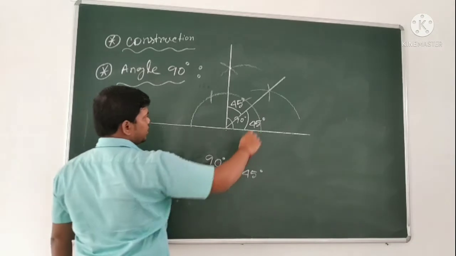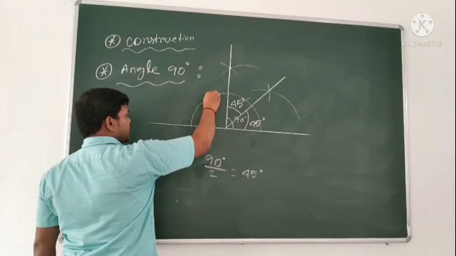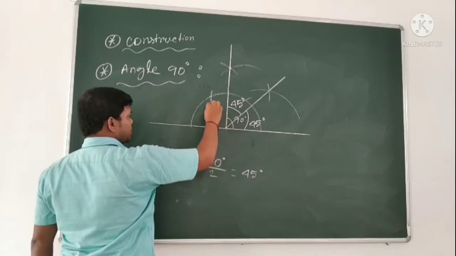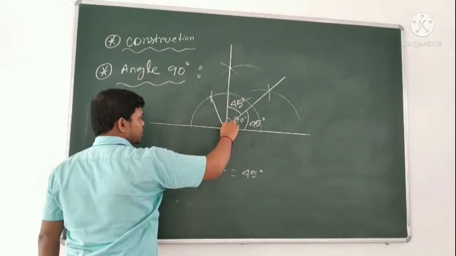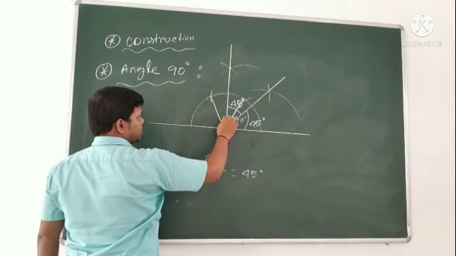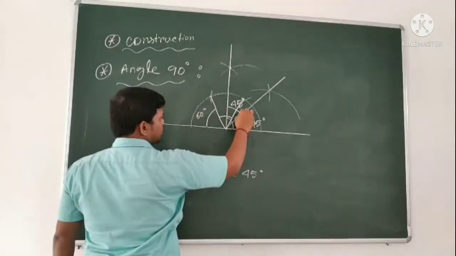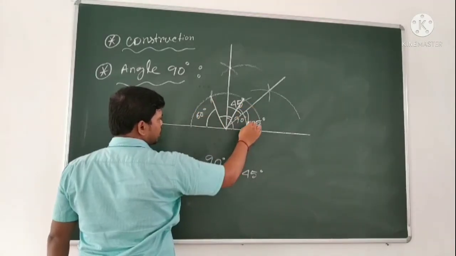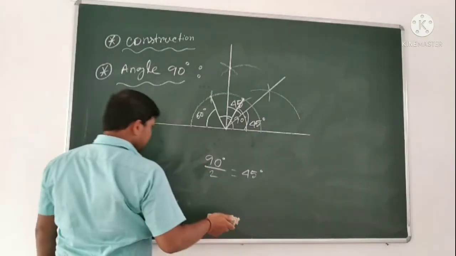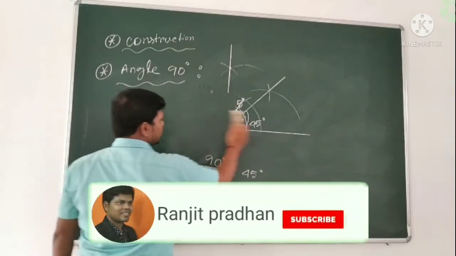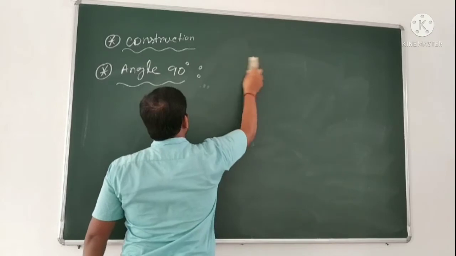Also see here, if I connect this point and this point, this angle will be 60-degree. If I connect this, this angle will be 60-degree, and this angle will also be 60-degree. Now I want to draw a 60-degree angle, a 30-degree angle and a 15-degree angle.